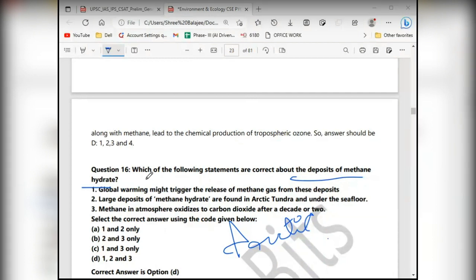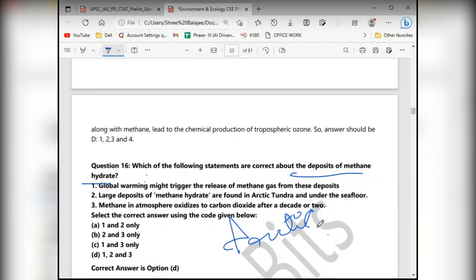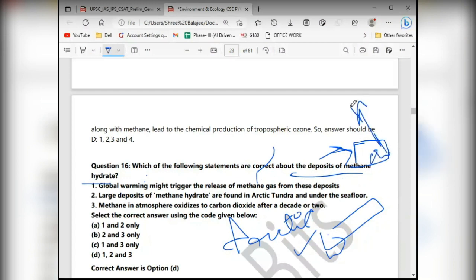The very first statement is global warming might trigger the release of methane gas from these deposits. Okay, so अगर global warming होती है तो उसकी वजह से methane gas release हो सकती है. Why? Because अगर global warming होगी तो that will melt the substance, that water will be melted, so that might release. For example, this is the ocean, this is the sea, the entire surface is frozen, but since global warming is increasing, it might melt and it might release. So that will make statement 1 correct.